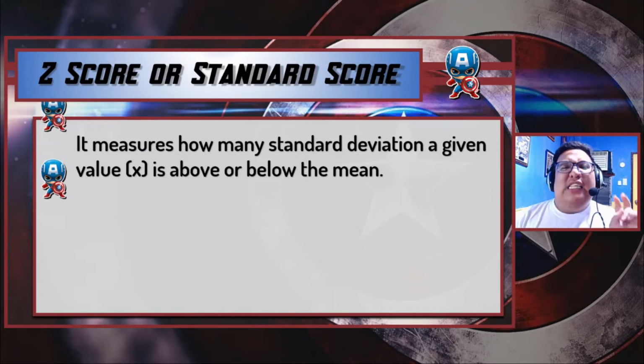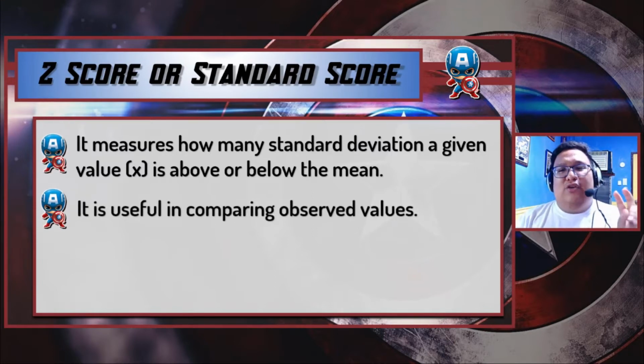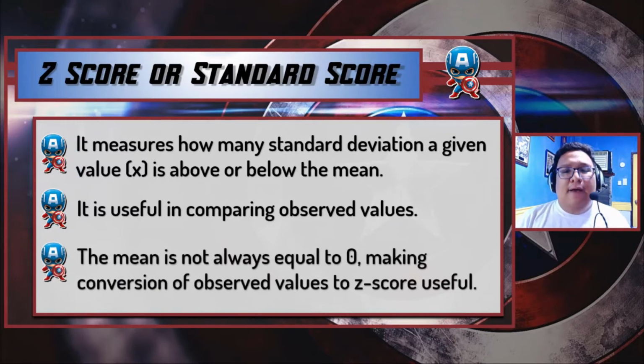So, ang tawag doon, ini-standardize natin yung isang certain score. Kasi alam natin na ang mean natin, hindi naman siya parating 0. Okay? But we are going to convert it in normal form or standard form using this z-score. It is very useful in comparing observed values because sometimes, as I've said, the mean is not always equal to 0, making this conversion of observed values useful.